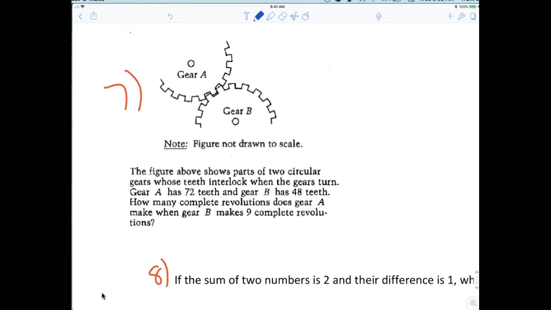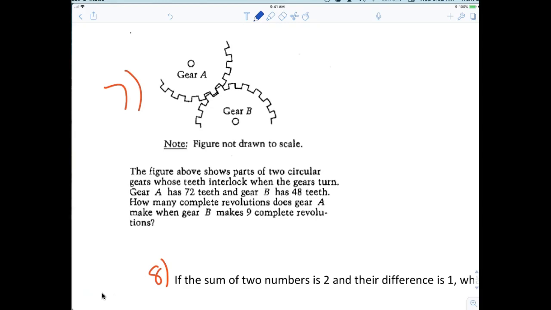The figure above shows part of two circular gears whose teeth interlock when the gears turn. Gear A has 72 teeth and gear B has 48 teeth. How many complete rotations does gear A make when gear B makes 9 complete revolutions? Now, this is a really cool problem because everybody understands what gears are, right? So they line up, right? And as they move, does everybody agree there's a one-to-one correspondence? Everybody understand that?